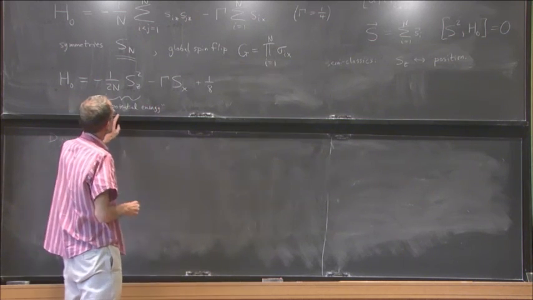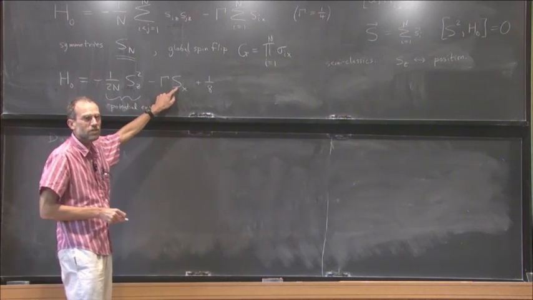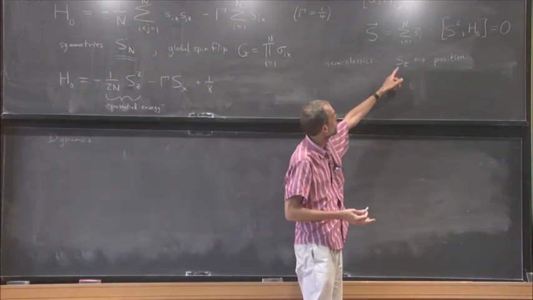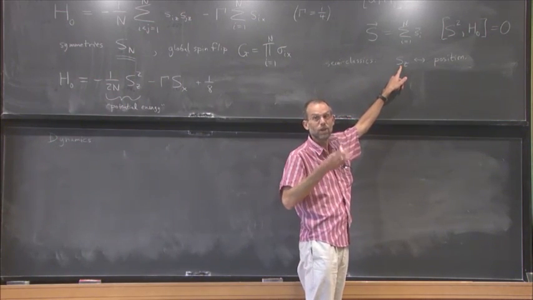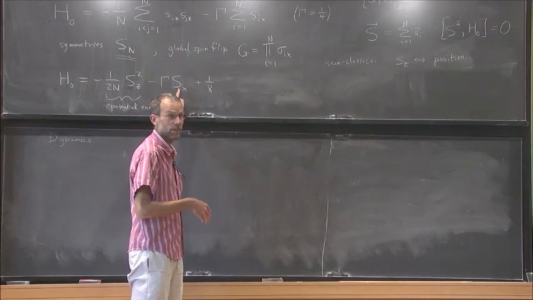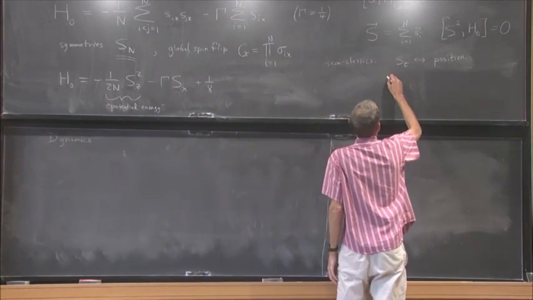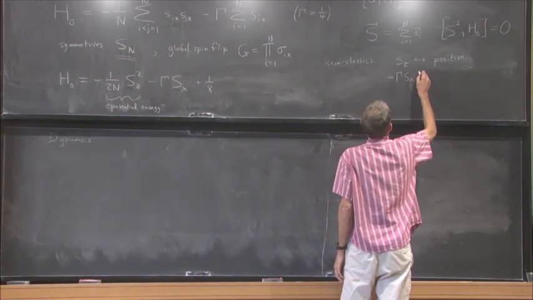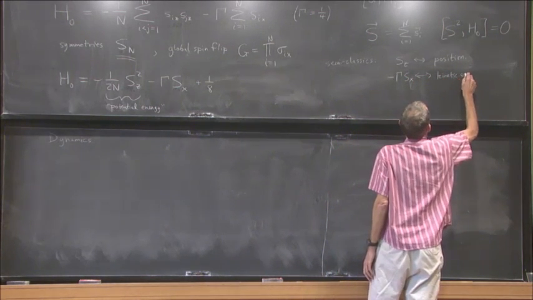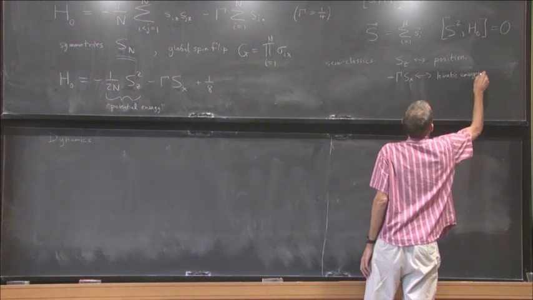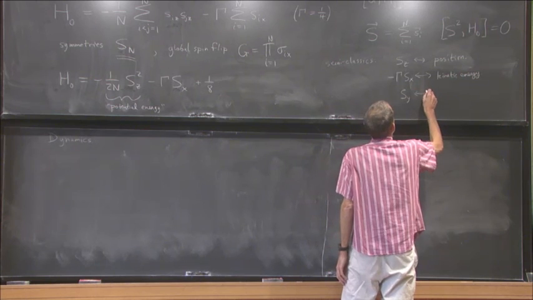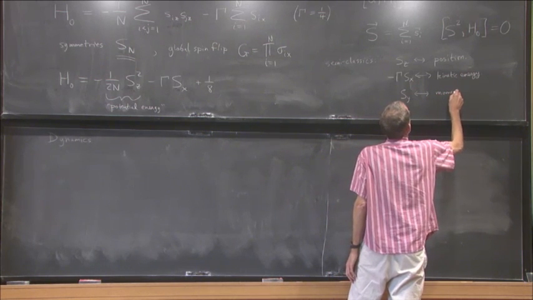Now Sx, what does Sx do? Sx is an operator which changes Sz by increasing it by 1 or decreasing it by 1. So this is the kinetic energy operator here. So minus gamma Sx is the kinetic energy when we do the semiclassics. And incidentally, Sy is like the momentum, sort of.